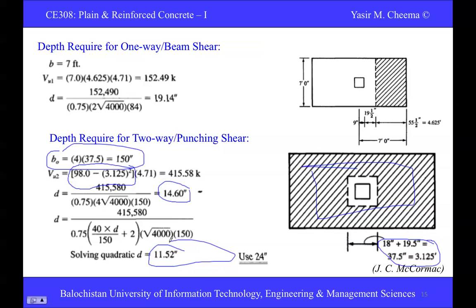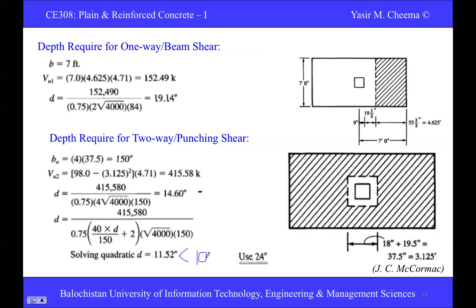So this D is also less than our value of D, that is 19.5, I guess. 19.5. So it means the depth we assume for the thickness of the slab or the footing is quite okay. So 24 inch we can continue.